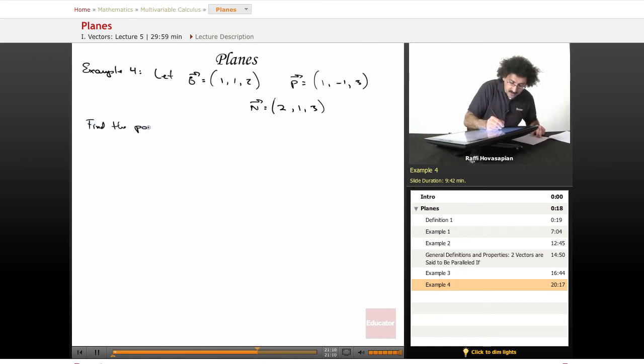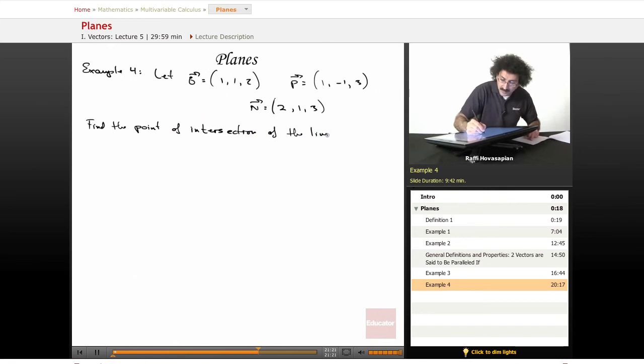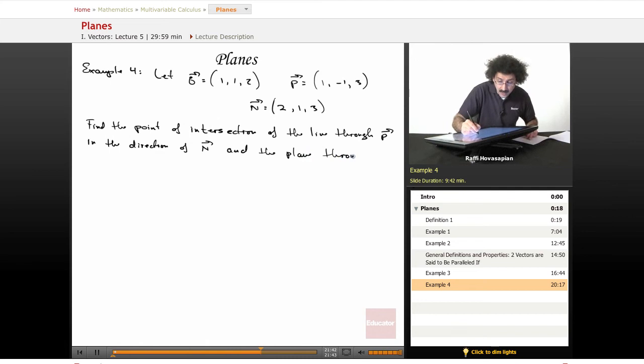We want to find the point of intersection of the line through P in the direction of N and the plane through Q perpendicular to N.